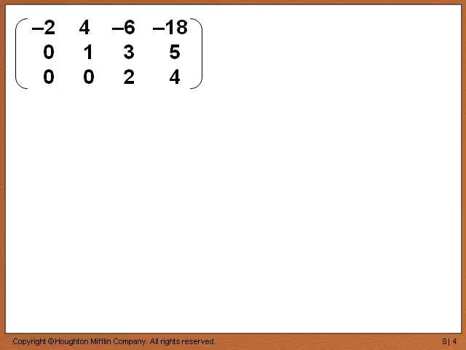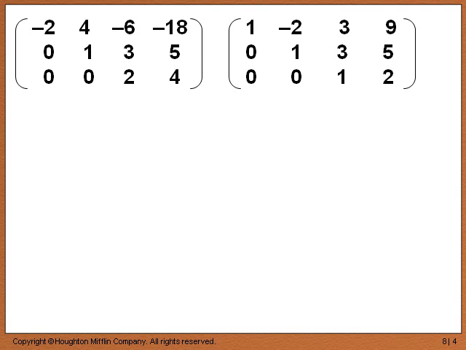-2, 4, -6, -18, 0, 1, 3, 5, 0, 0, 2, 4. And the final step to get row echelon form is to multiply each row by appropriate constants. When I do that, I multiply row 1 by -1/2, I get 1, -2, 3, 9. Row 2 I leave alone, and then row 3 I multiply by 1/2, and I get 0, 0, 1, 2. So I now have my row echelon form.